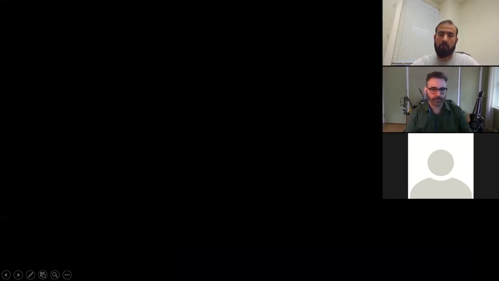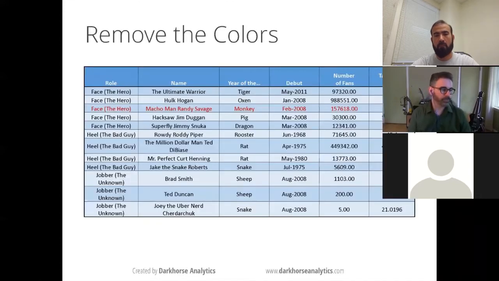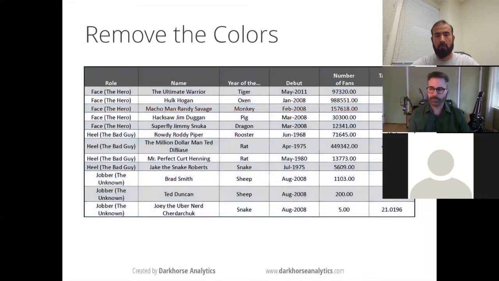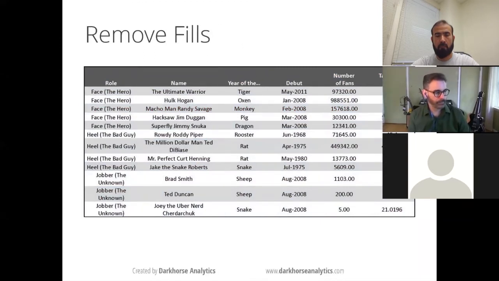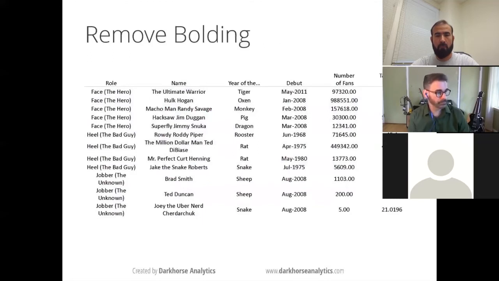So what do you do with your tables? This is a good example. I wanted to create this, but I found it, so I'm giving credit to Dark Horse. I'm going to apply those lessons that I just talked about to improve my tables. So here's my starting point for a table. First, I'm just going to remove the colors. I'm going to remove the grid lines. I'm going to remove the fills. I'm going to remove the border and the bolding.